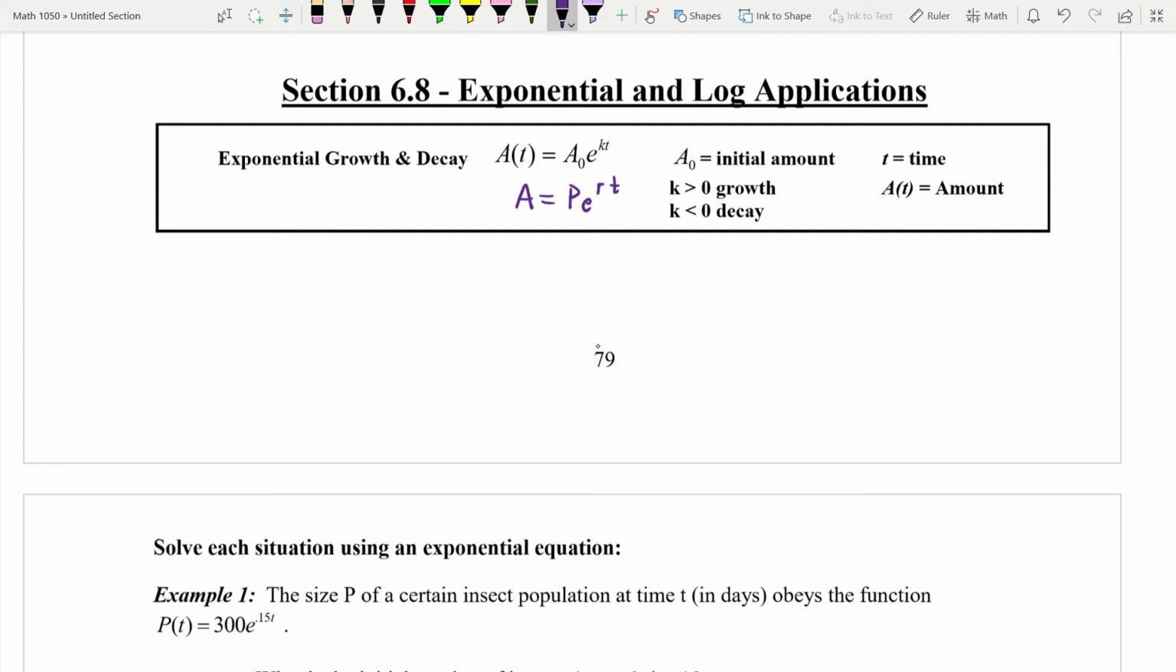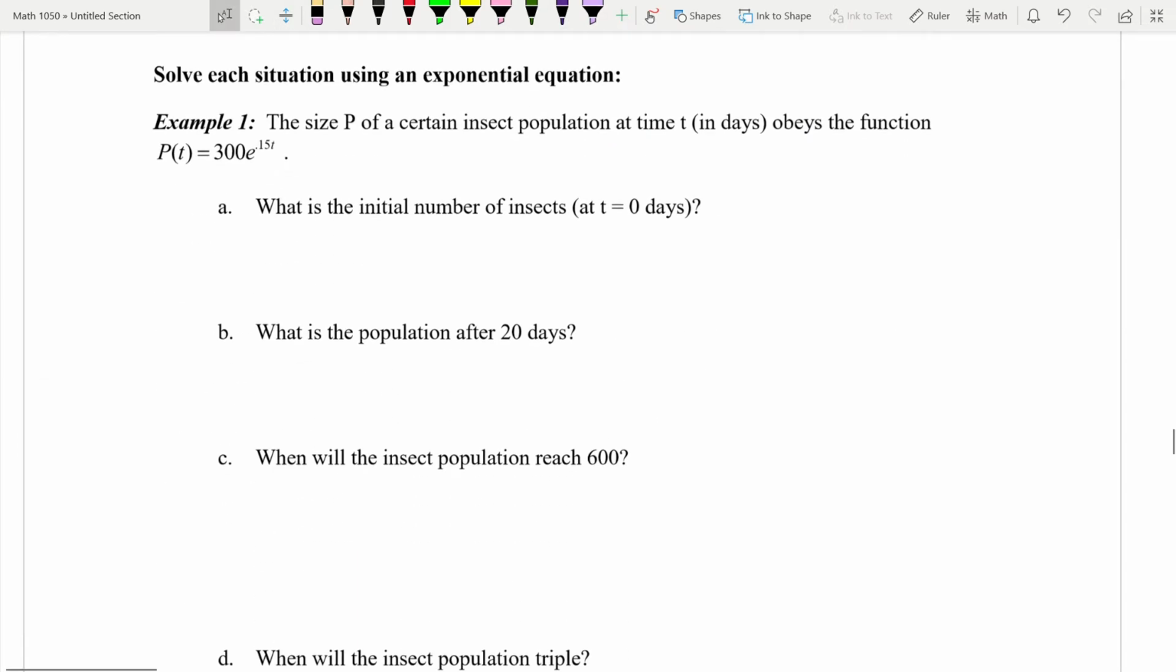So A is the new amount. See that A sub t? I want you to change that to new amount. The P, which is the A sub 0, is how much you start with. You guys know e is 2.7. It's just a constant. R is a rate. That's the same thing as your k. So if k is negative, the amount is going down. If k is positive, the amount is going up. And t is always time. Okay, so this is no different than the formula that you used on the money problems. It's exactly the same. Okay, so let's start with question 1.